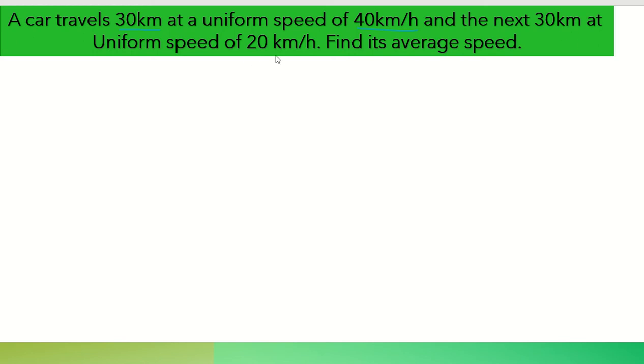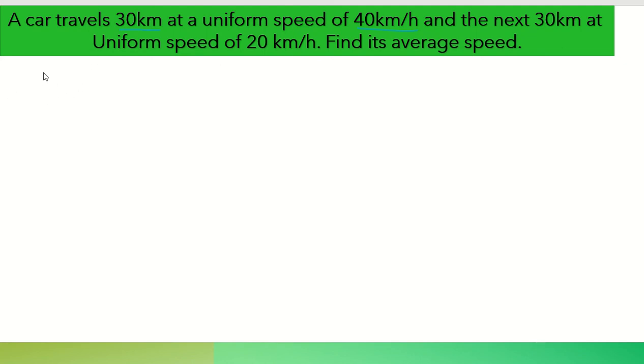Find the average speed. So here the distance traveled in each interval is the same, right? 30 km and 30 km, but their speeds are different. Then how do you calculate the average speed? Hope you remember the formula for average speed. Average speed is total distance by total time taken, right? Total distance we can calculate, 30 plus 30, but total time taken is not given. They have given it in the form of speed, right? So let's calculate the time taken.